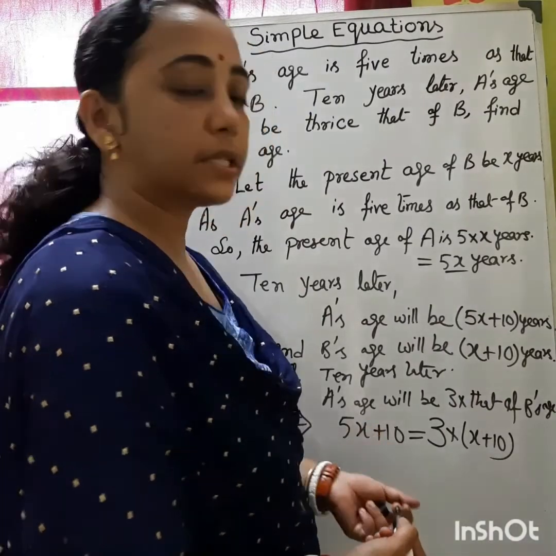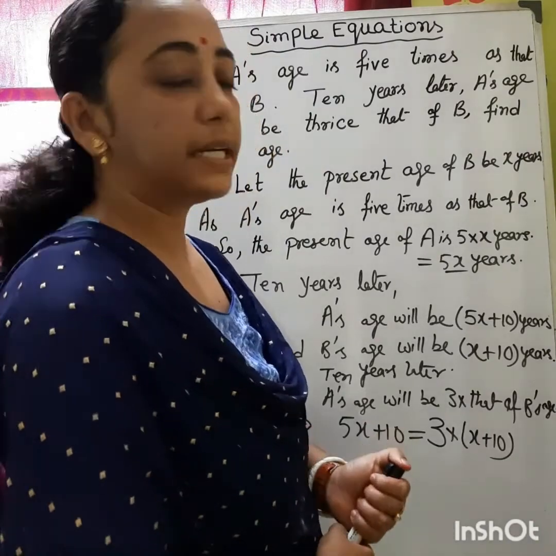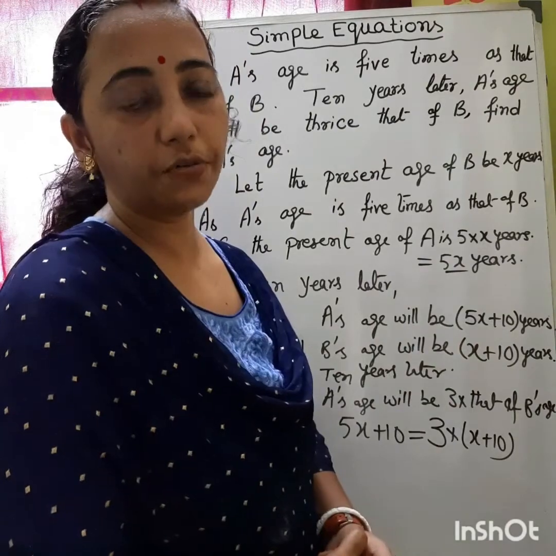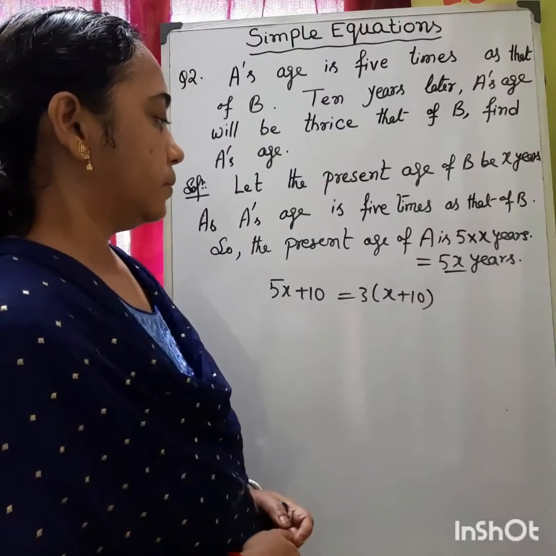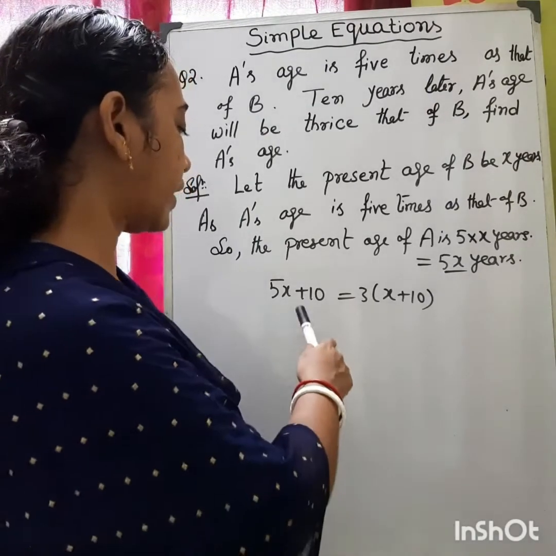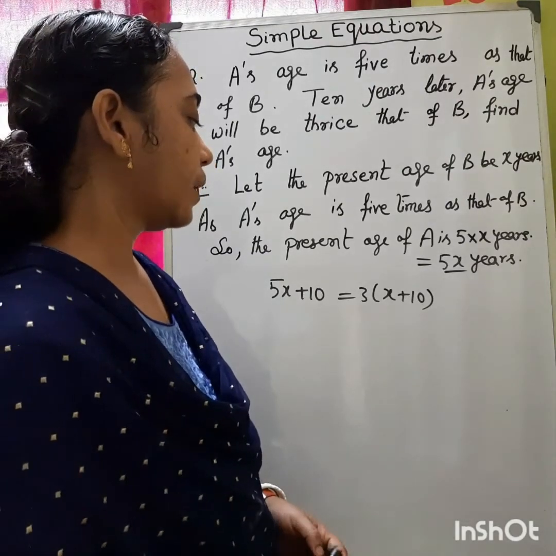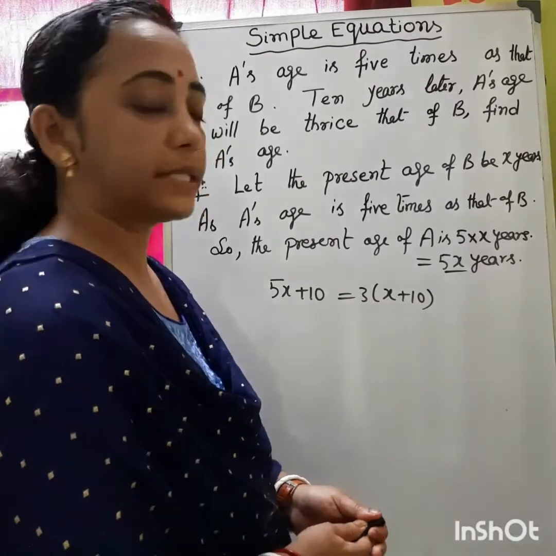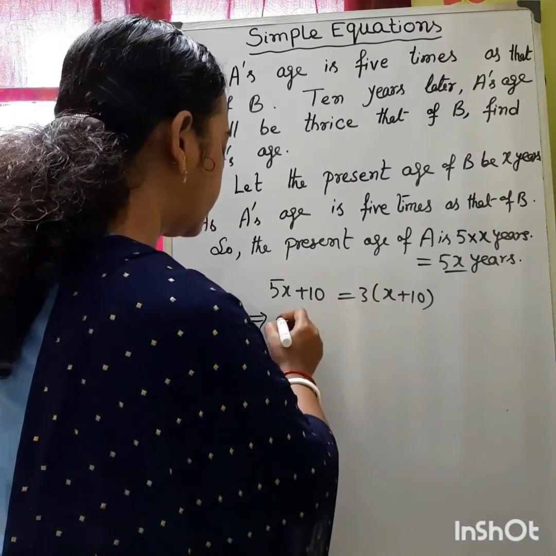If we solve this equation, that means if we find the value of x, we will get the present age of B, and with that we can easily get the present age of A also. So let us solve this equation first. According to the given question, we get the equation 5x plus 10 is equal to 3 times (x plus 10). If we solve this, we will get the value of x, which is the present age of B. So let us multiply on the right hand side.